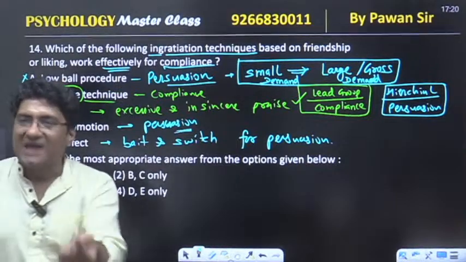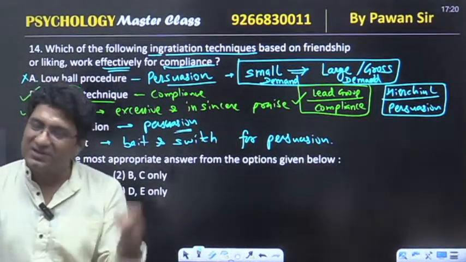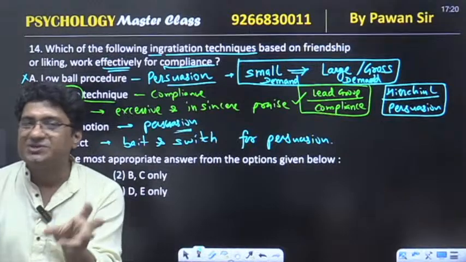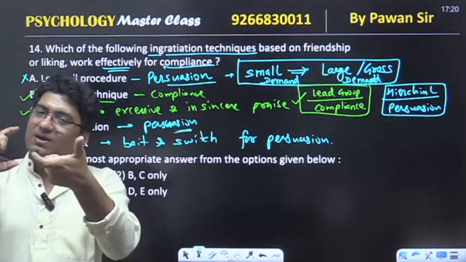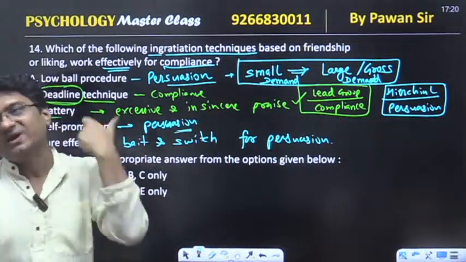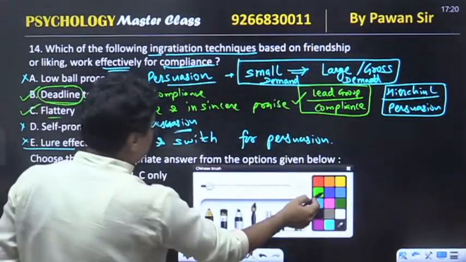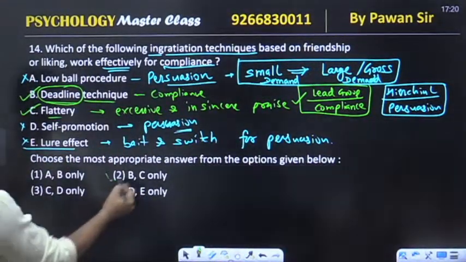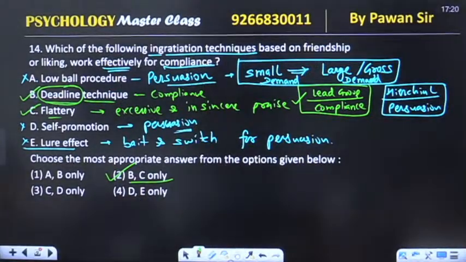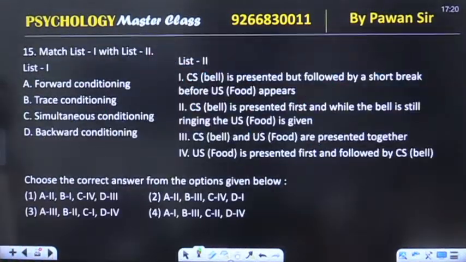Like if we are catching a fish, we will use a bait within the hook, and when the fish catches the bait, it gets entangled in the hook and we can catch it. That is the bait and switch for persuasion. That is the lure effect. So the answer to this question will be the second one, B and C only. Let us see the next question.